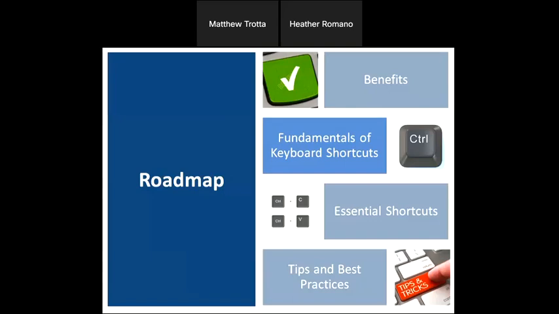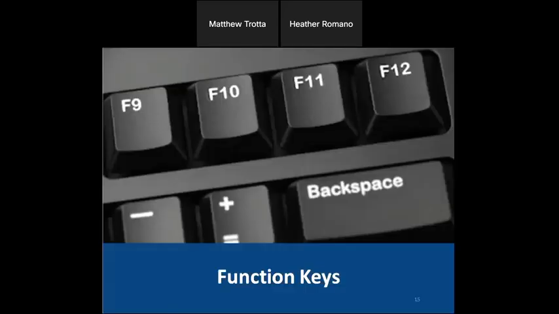So now let's go over the fundamentals of keyboard shortcuts. As we mentioned before, function keys are the keyboard keys that perform commonly used commands. They are located at the top of the keyboard and can be used alone or combined with other keys to create shortcuts. For example, F5 refreshes the active page in a web browser. Shift F3 toggles selected text between upper, lower, and all caps in Word, PowerPoint, and Outlook.